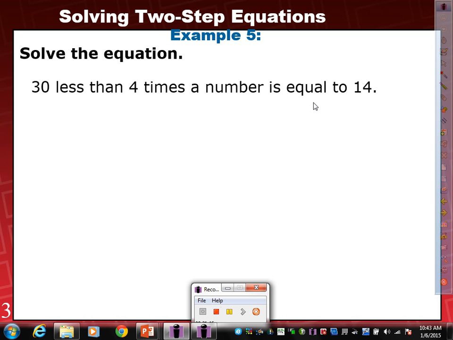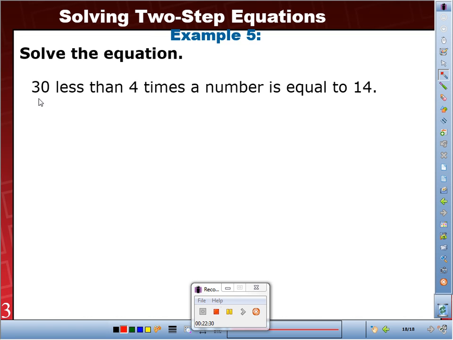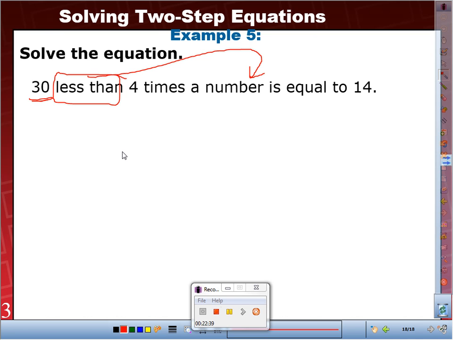Now, who remembers when we did translating expressions? Remember that? When we used to translate from words to numbers? Yeah, this is very similar. So here we go. Let's do this one together. Whenever you see less than, so for example 30 less than, that goes written after the number. So let's start here. How can we write 4 times a number? 4x. That is correct. So now, if this goes after that, how can we write less than 30? Subtract by 30. Are we there so far?